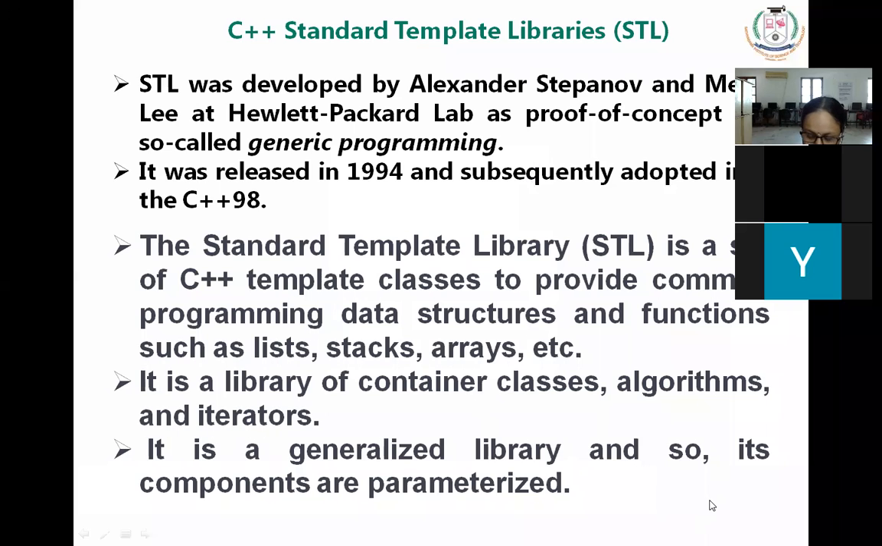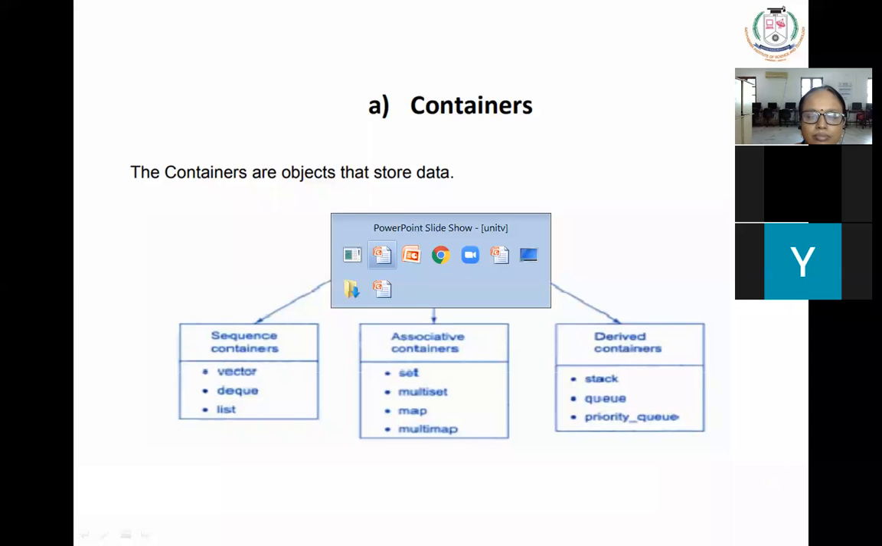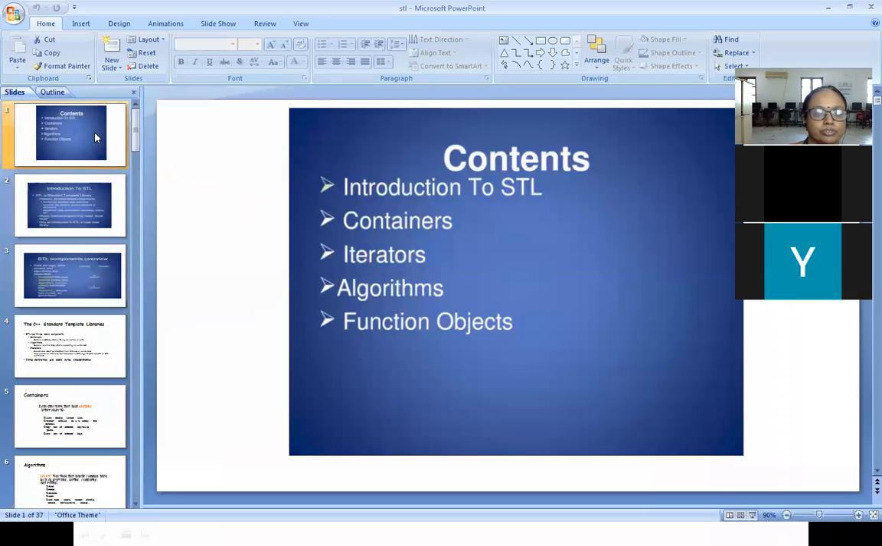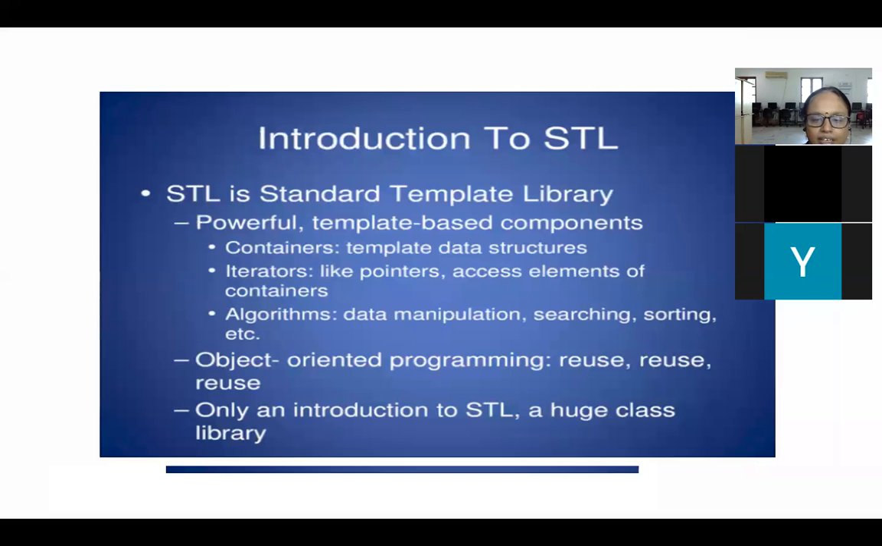Okay, so for that, we have the Standard Template Library. So this is the topic we are going to discuss in the STL: introduction, containers, iterators, algorithms and function objects. STL is like how we say string.h. Similarly, STL is the Standard Template Library. It contains three things: containers, iterators, algorithms.